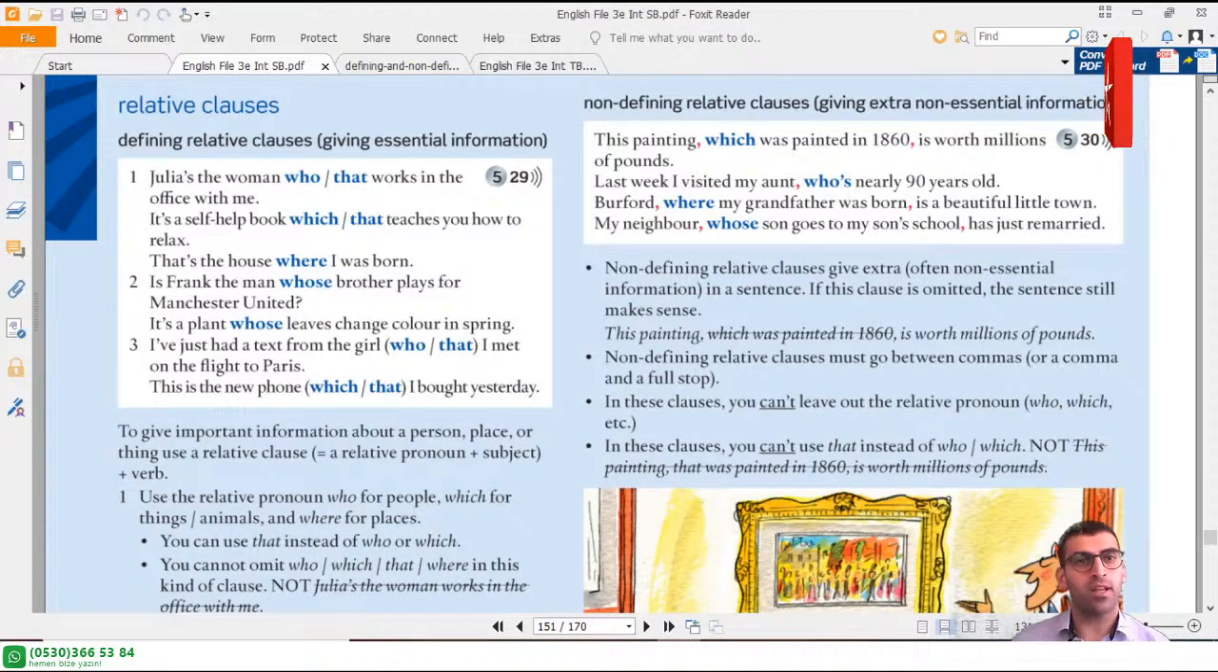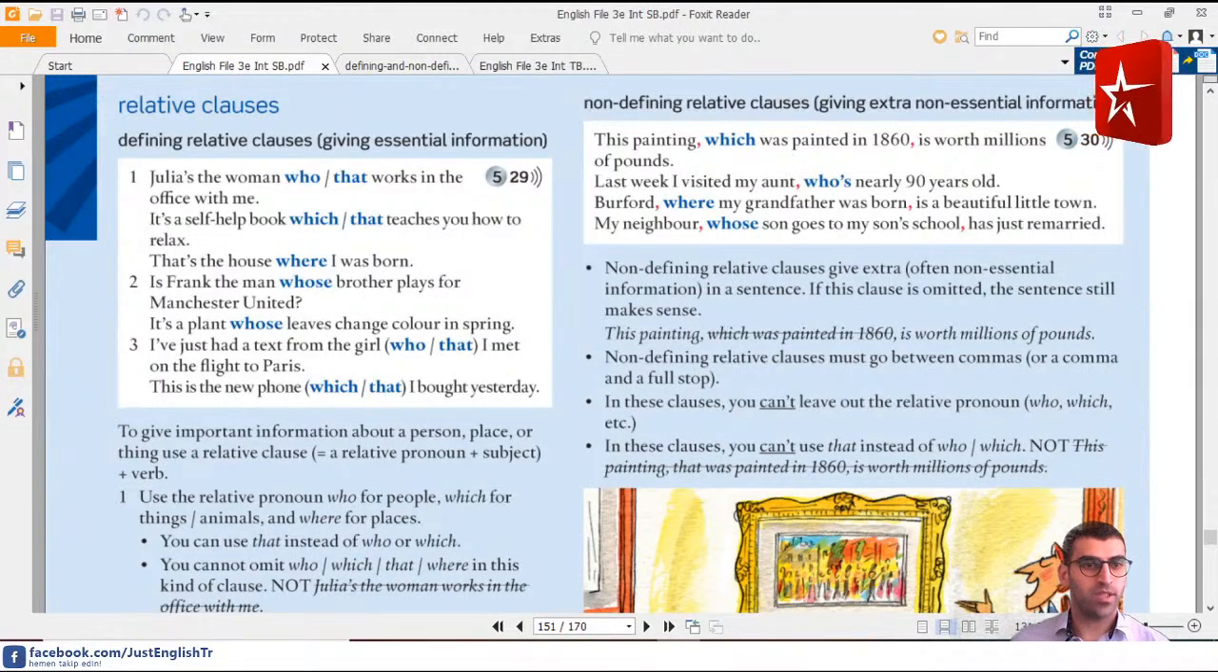Okay, relative clauses, as you know, we have defining relative clauses and non-defining relative clauses. Why do we use defining relative clauses? We use defining relative clauses to give information. What kind of information? Important information, okay? In order to give important, essential information about a person, about a place, about a thing, we use a relative clause: relative pronoun plus subject plus verb.